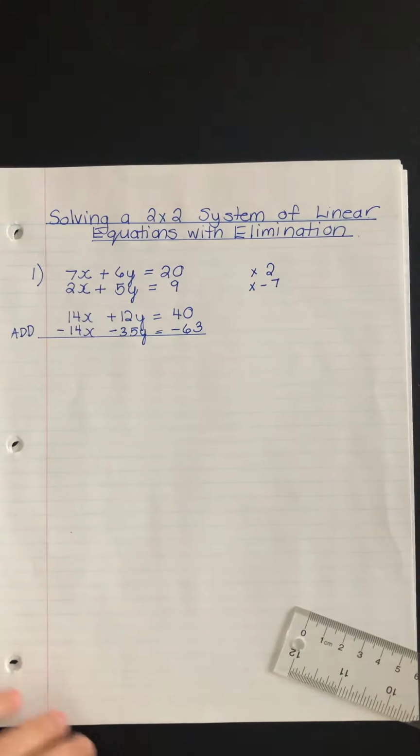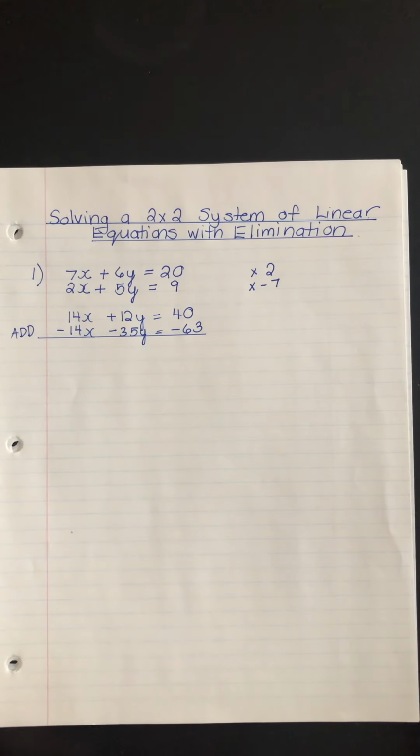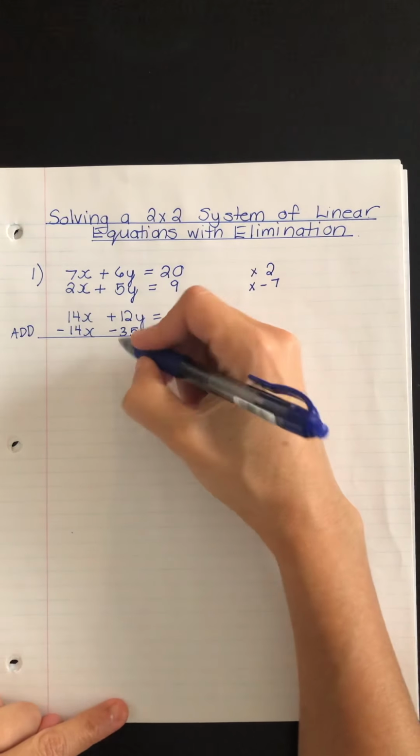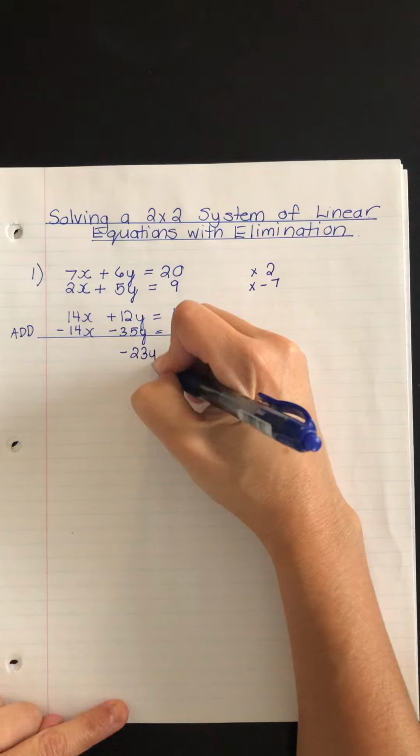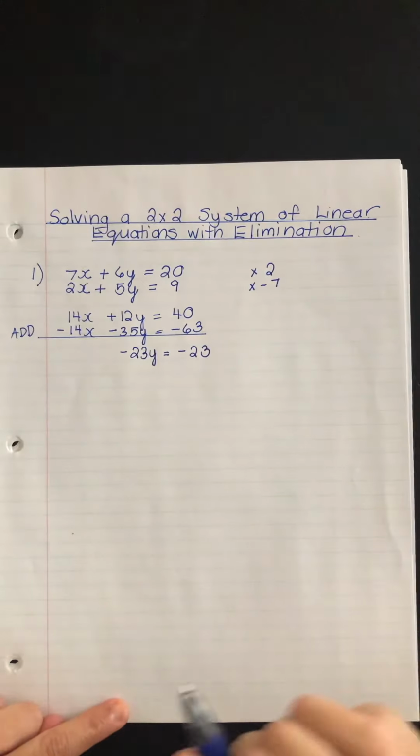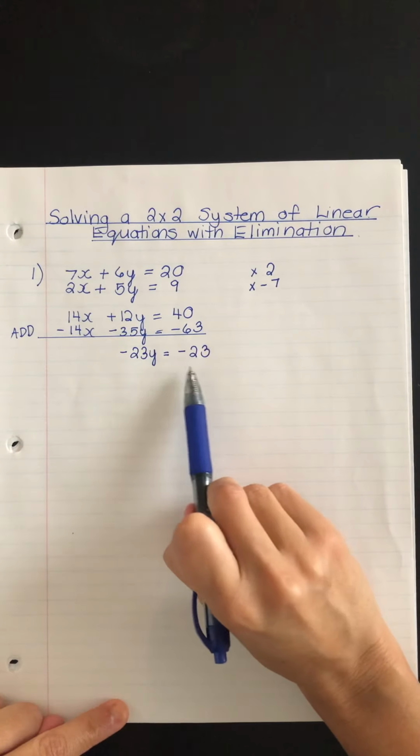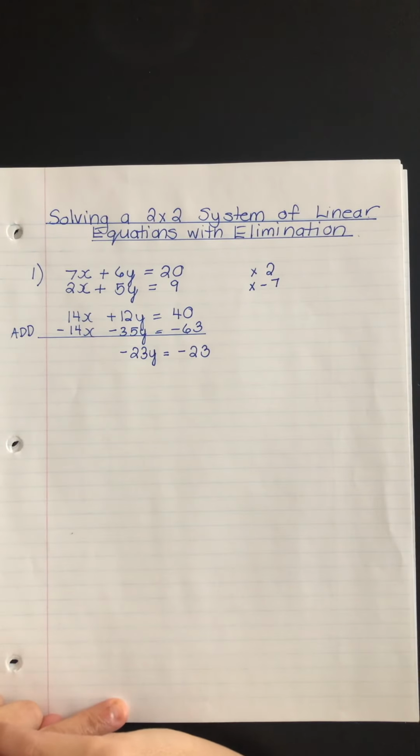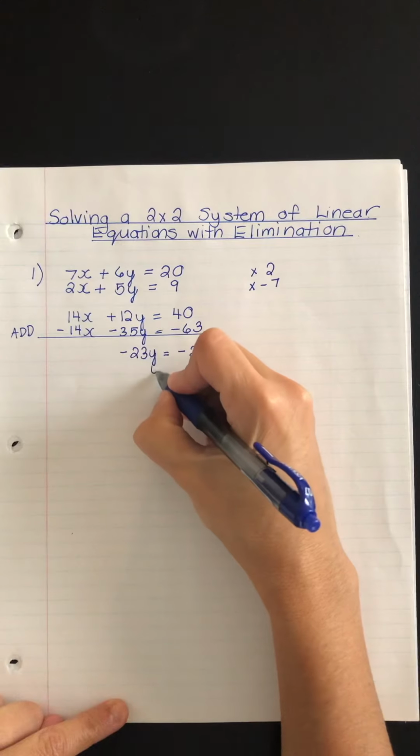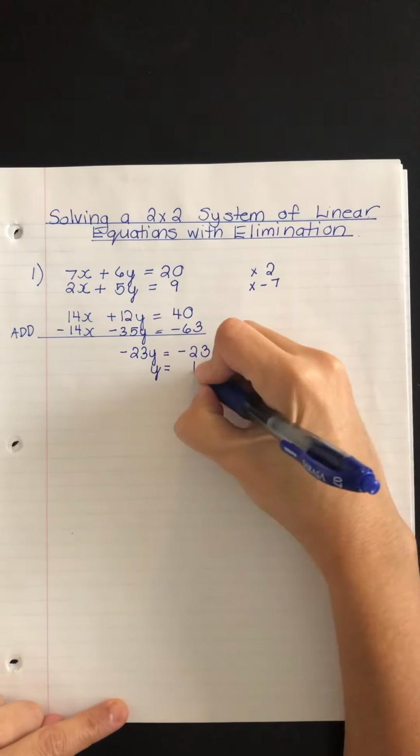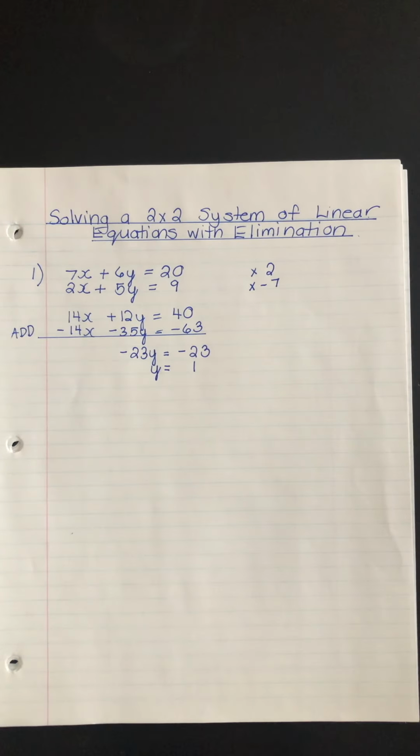Now, when you add 14x and negative 14x, of course, you get 0. So now let's add here. We're going to have negative 23y. And let's add here. We get negative 23. And at this point, you can see that we can solve this for y, since this equation involves only y. So we divide both sides now by negative 23. So y is negative 23 divided by negative 23, and therefore y is 1. And that's how you use elimination to solve for y.